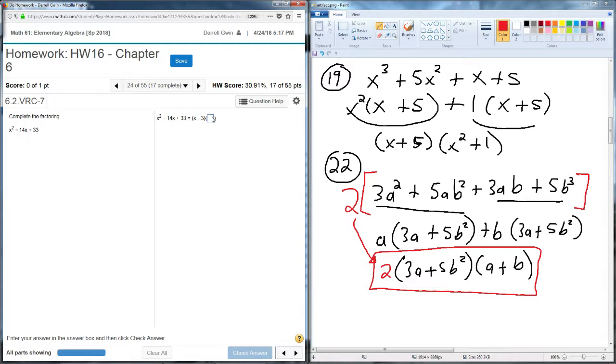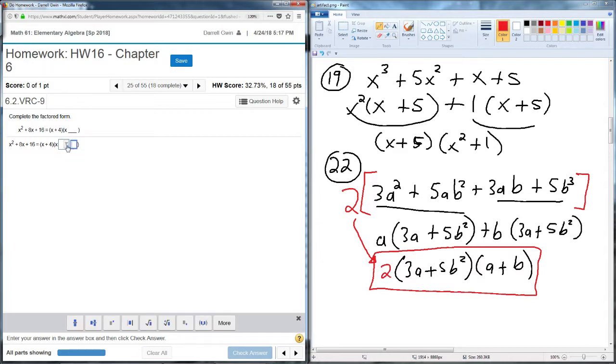Negative 3 times what equals 33? Well, that's going to be negative 11. Come on, what's taking so long? Oh my gosh, computers. It's supposed to be fast. Alright, what are they trying to do here? That does not make me happy. Oops. Why can't I just type in plus 4?